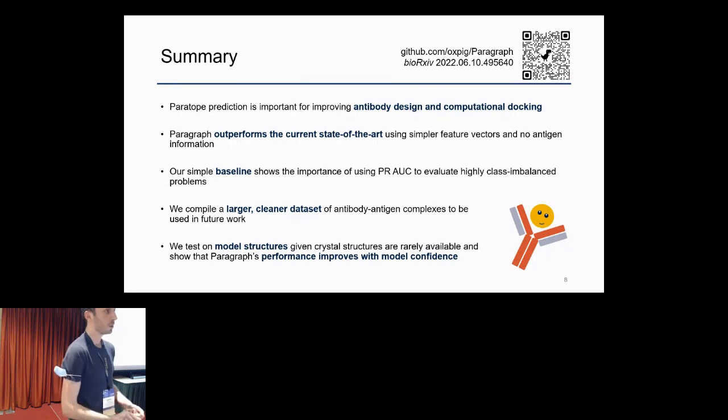And finally, and possibly most importantly, we evaluate our method on model structures. This is something that previous methods haven't necessarily given enough weight to. It's maybe been relegated to the SI. But this is a really important point, because now we've got good models. We need these techniques to work well on model structures. And we've shown that Paragraph's performance continues to improve with model confidence.